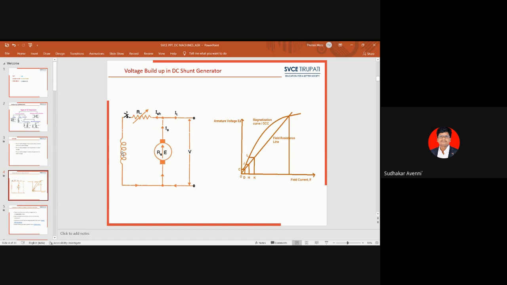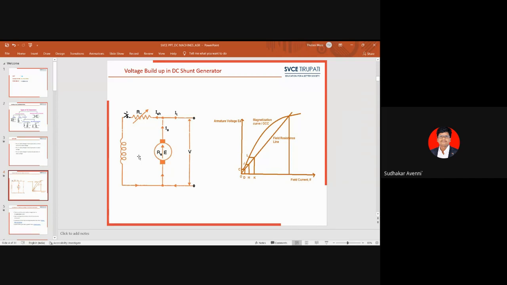When it is less than the critical field resistance, whatever residual voltage builds up in the armature terminals must drive current through the shunt field winding. When this residual voltage drives current through the shunt field winding, the shunt field flux automatically increases, then the generated voltage increases. This again drives current through the shunt field winding, and the current in the shunt field winding increases again. Like this, the process is cumulative, and the generator builds up rated voltage across its armature terminals.